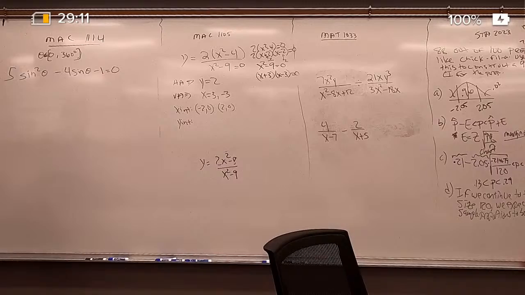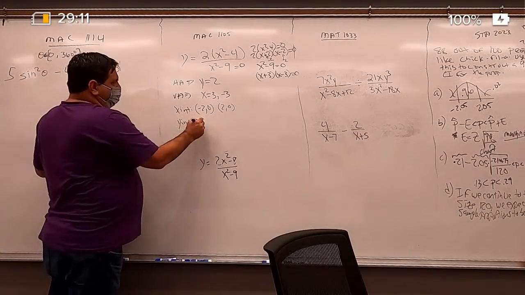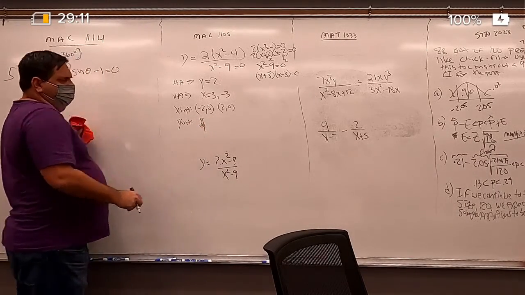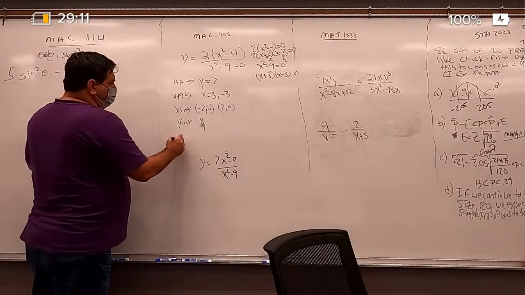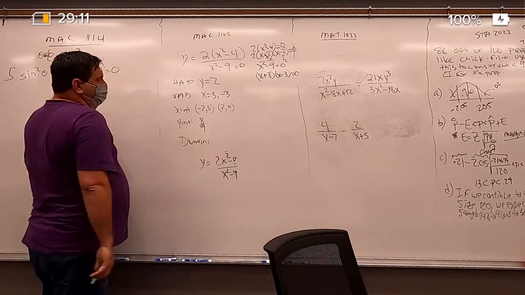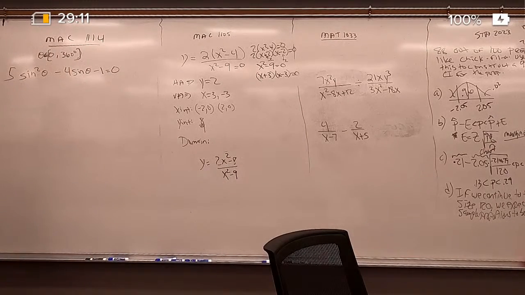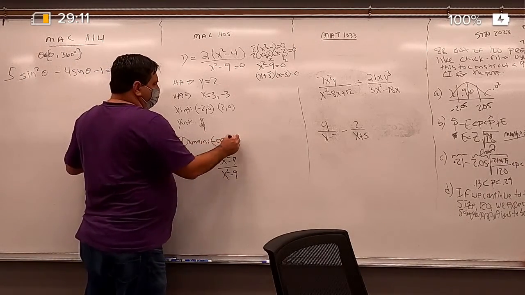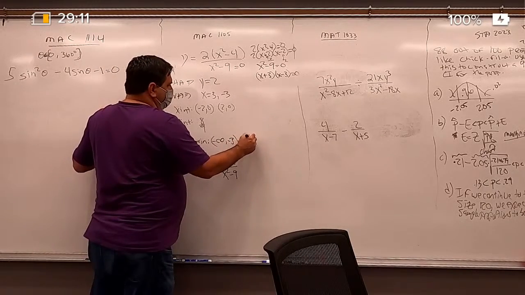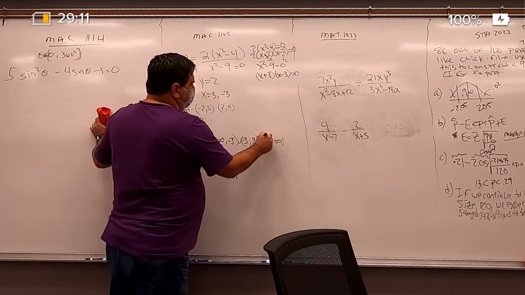Y-intercept. Negative 8 over negative 9. So positive 8 9ths, right? Yeah, negative divided by negative. Okay. All right. Domain. You got it? You want me to do it? Negative infinity to negative 3, union negative 3 to 3, union 3 to infinity. Perfect. Great job, Henry. Excellent.